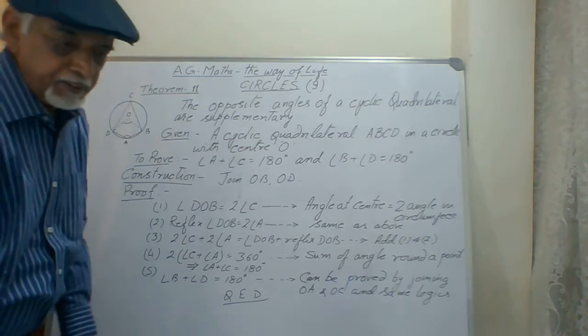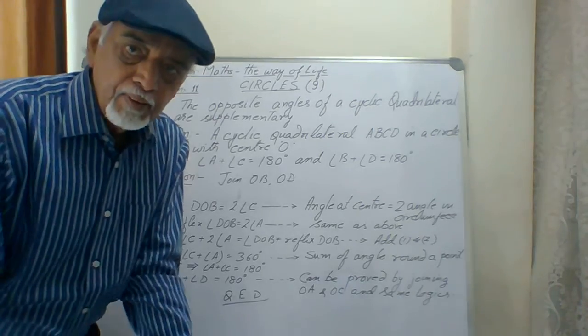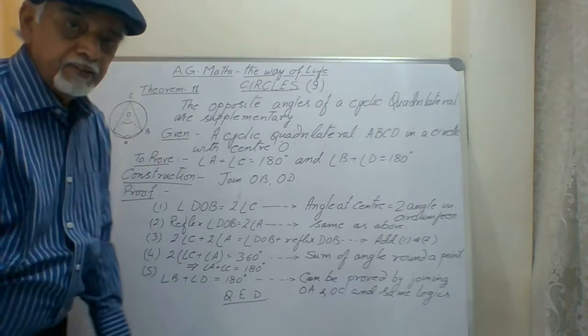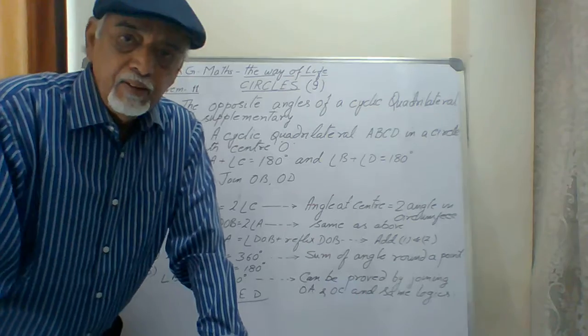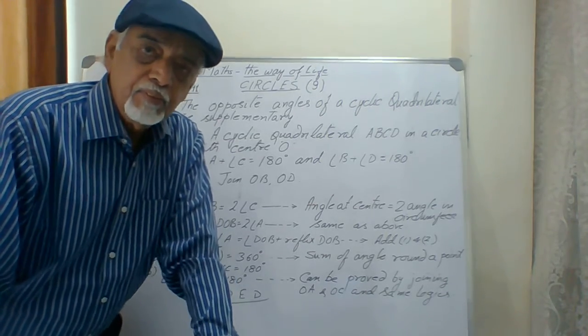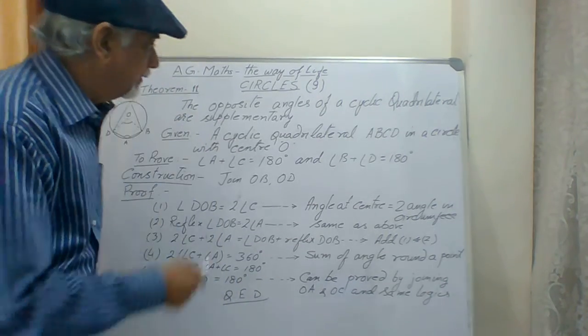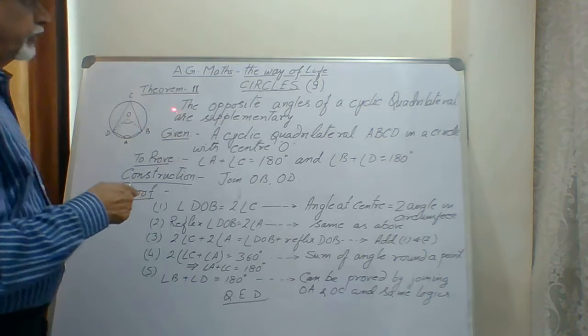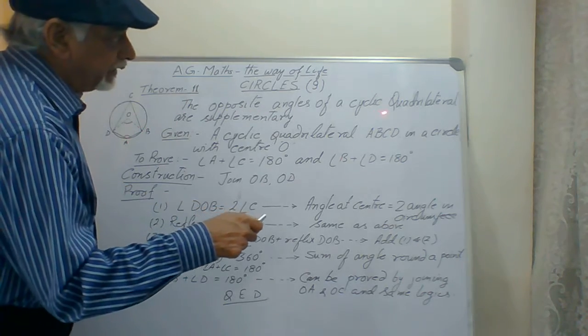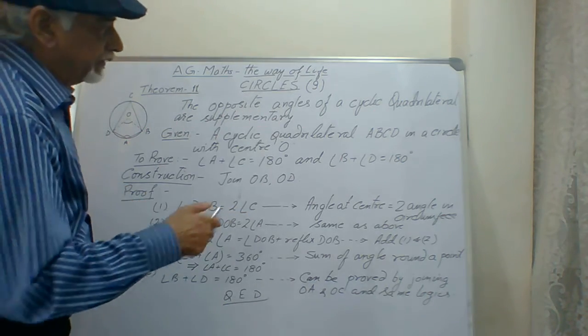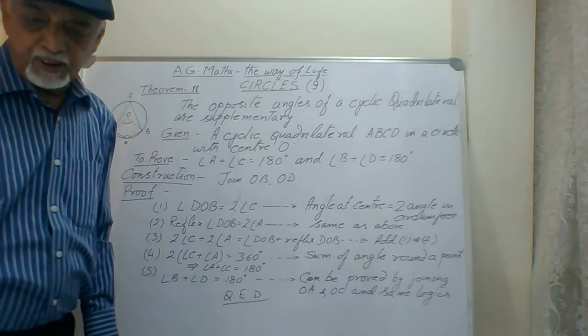We have completed a few theorems on circles, up to number 10. We'll continue the same thing with theorem 11 of circles. The opposite angles of a cyclic quadrilateral are supplementary. What is meant by a cyclic quadrilateral?